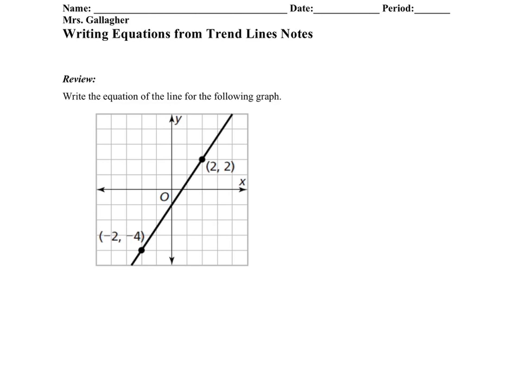This is Mrs. Gallagher, and today we'll be writing equations from trend lines, also known as the line of best fit. So let's review how to write the equation of a line for the following graph. We have a line on our graph, and when we want to write the equation, we're going to use slope-intercept form. And if you recall what slope-intercept form is, it is y equals mx plus b.